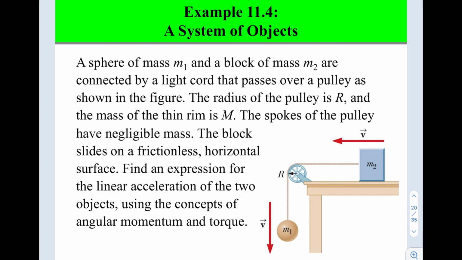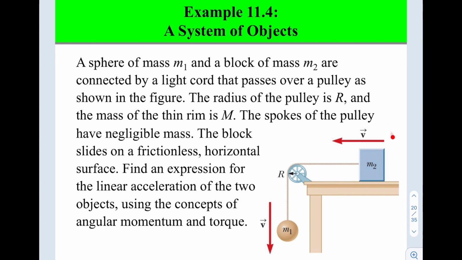Example 11.4. A system of objects. A sphere of mass m1 and a block of mass m2 are connected by a light cord that passes over a pulley as shown in the figure. The radius of the pulley is r and the mass of this thin rim is M. The spokes of the pulley have negligible mass. The block slides on a frictionless horizontal surface. Find an expression for the linear acceleration of the two objects using the concept of angular momentum and torque.